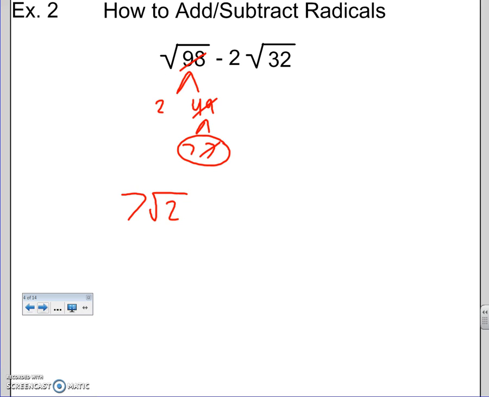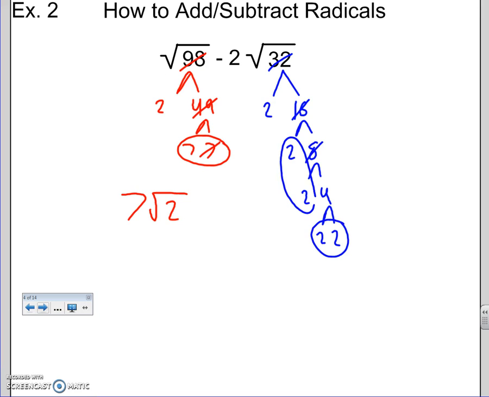Now this other one, let's see, 32 is 2 times 16, 16 is 2 times 8, 8 is 2 and 4, 4 is 2 and 2. Here's a pair of 2's, another pair of 2's, and a single 2 that's by itself. A 2 goes out, one disappears, another 2 goes out, one disappears. That last 2 stays inside. And don't forget that negative 2 in front, really. So this is really 4, negative 8 root 2.